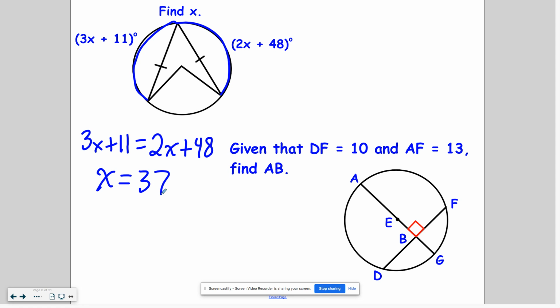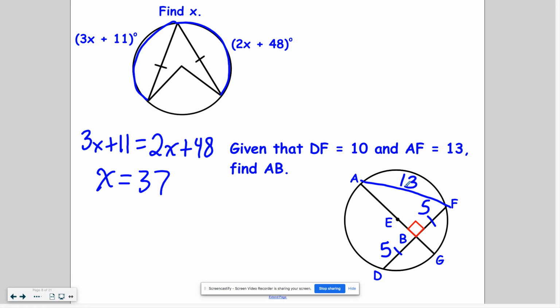Next problem, it's perpendicular on a diameter. Has to be a diameter. So if it's a diameter and it's perpendicular, I know these chords have been bisected. That's the first thing that comes to my mind. So if DF is 10, that means this is 5 and 5. And it says AF, oh look, AF, I haven't even drawn it in yet, is 13.